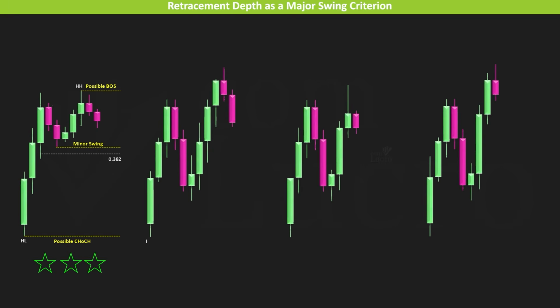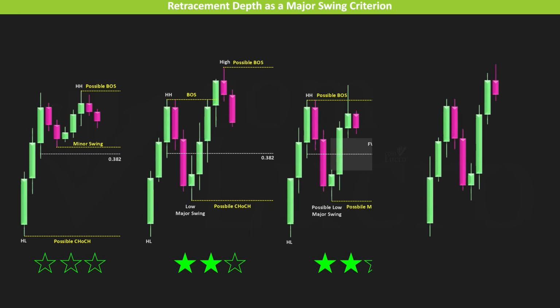In the first case, none of the criteria we covered are present, so this level is classified as a minor swing. In the second case, we have a break of structure and a valid retracement, but no imbalance. For that reason, it is labeled as a major swing with 2 out of 3 criteria met. It is important to note that the retracement reaches at least the 38.2% level, which makes the swing valid.